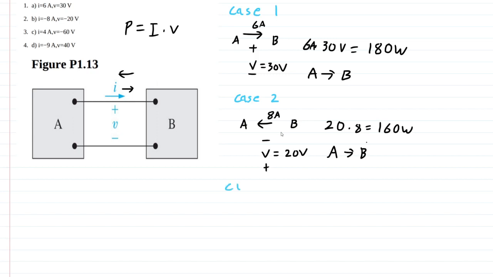Case 3. In case 3, we have 4 amps going from A to B, and then a voltage, let's put a plus. So we have V equals minus 60 volts. So the current is positive and the voltage is negative.